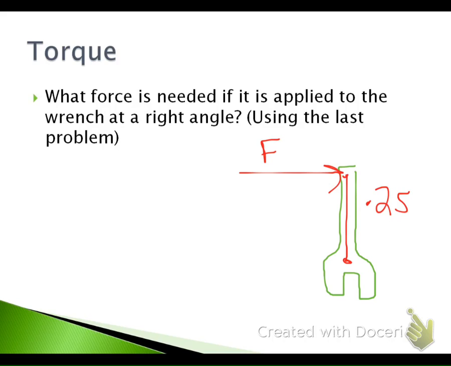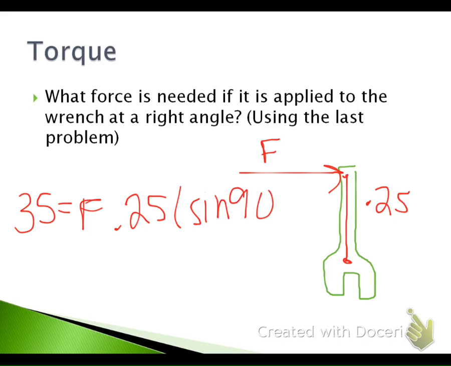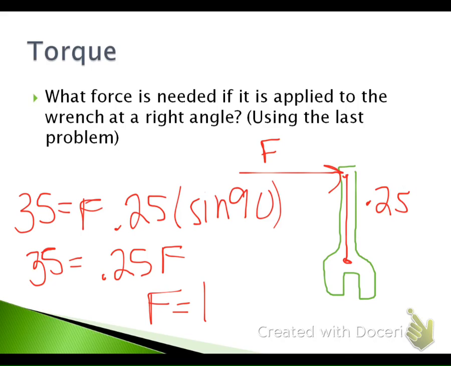Do we even have a lever arm this time? No, because it would just be the radius. So we're going to solve 35 equals F times R sine theta. We're still going to have to take 0.25 times sine of 90. So that gives us 35 equals 0.25 F. Okay. So that means our force is going to be equal to about 140 newtons. So that requires less force if we're going to apply it at a 90-degree angle.